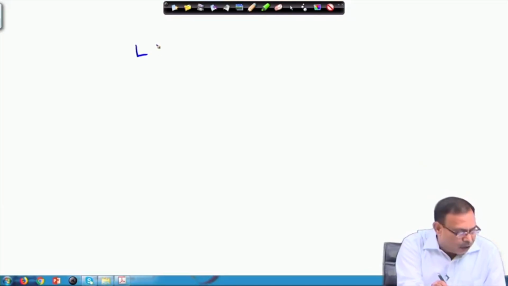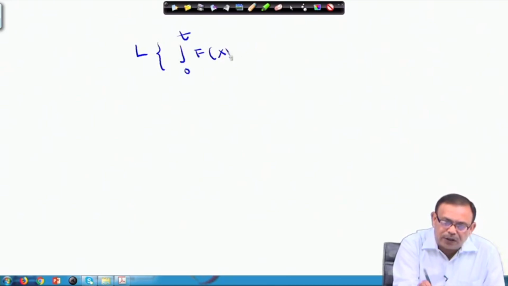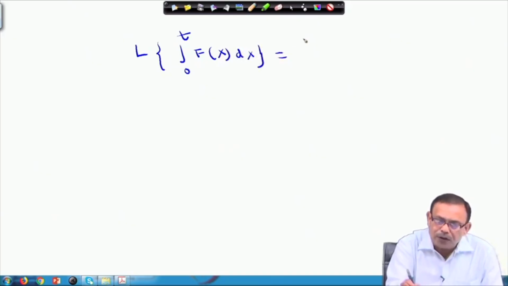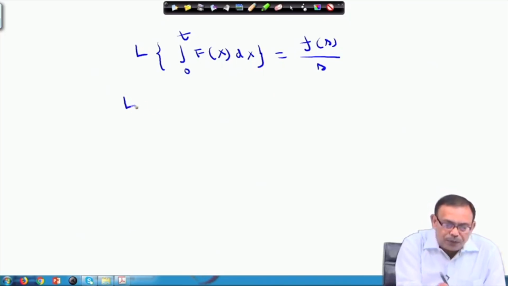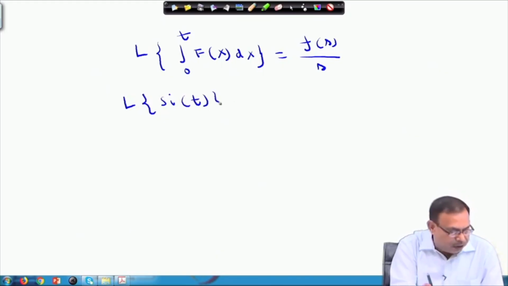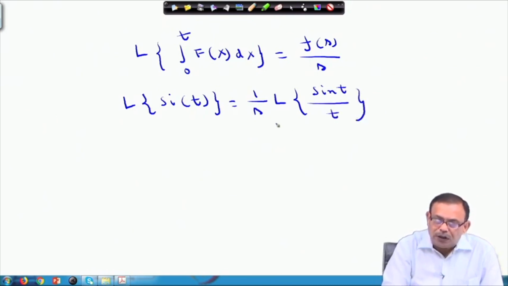You know this thing: the Laplace transform of the integral from 0 to t of f x dx equals f s by s, where f s is the Laplace transform of f x. So, the Laplace transform of the sine integral function of t equals 1 by s times the Laplace transform of sin t by t.